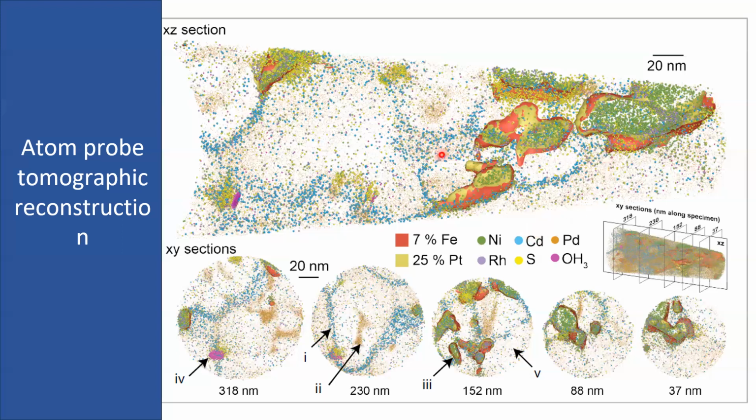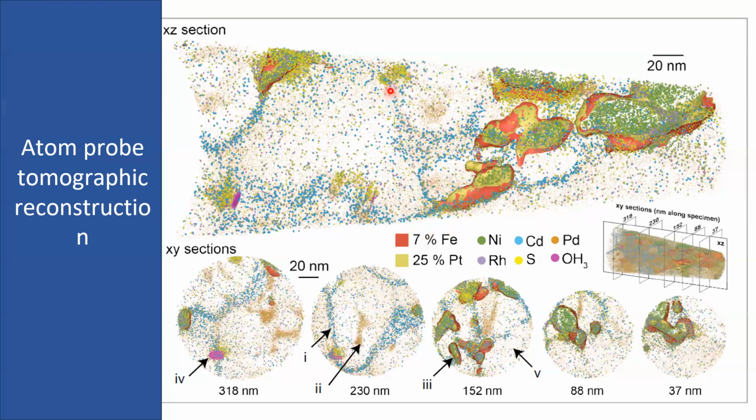And when we got the reconstruction for this, it was just like, wow, this is amazing. I hope you think it's amazing too. So this is the needle. This is 20 nanometers. So these are small features. I'm going to point out these surfaces which delineate subgrains. These subgrains are iron and platinum rich. So that's 7% iron and 25% platinum.